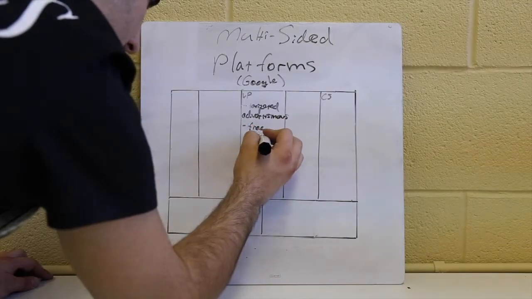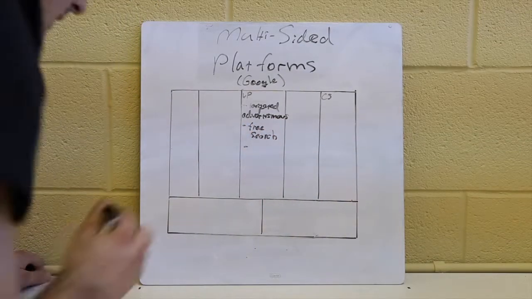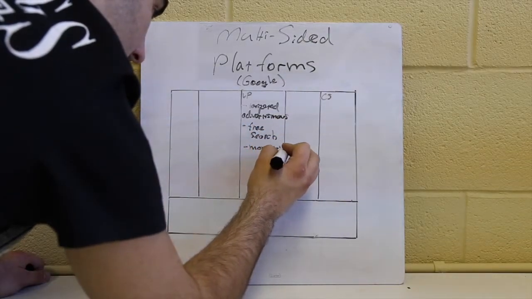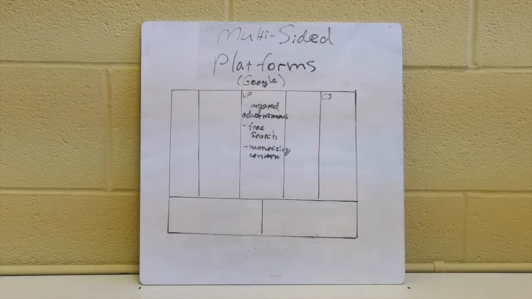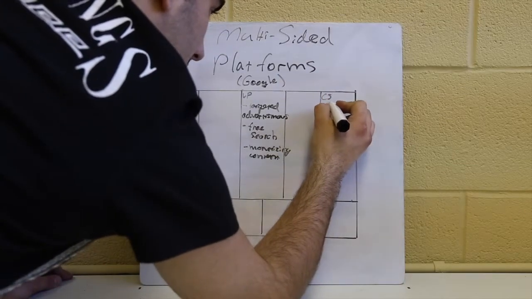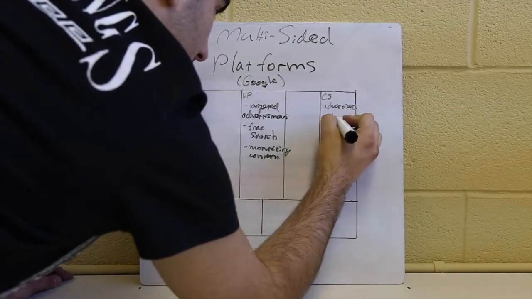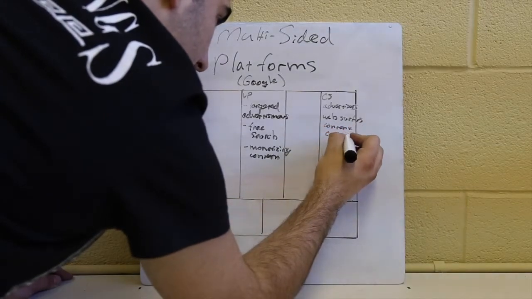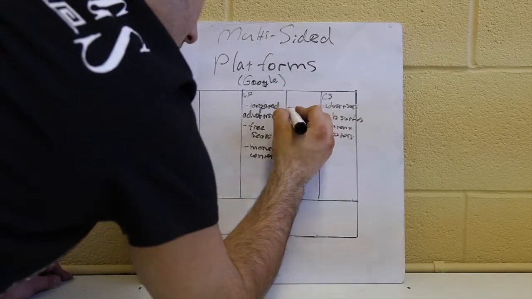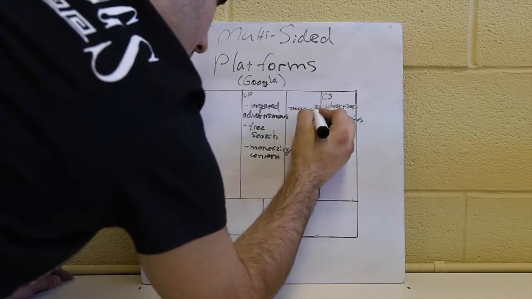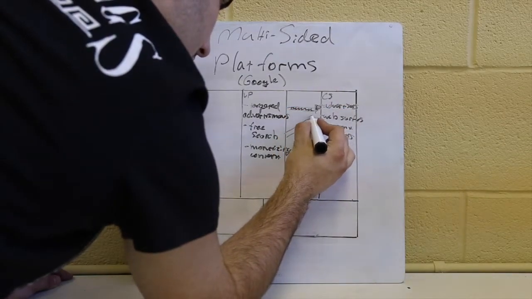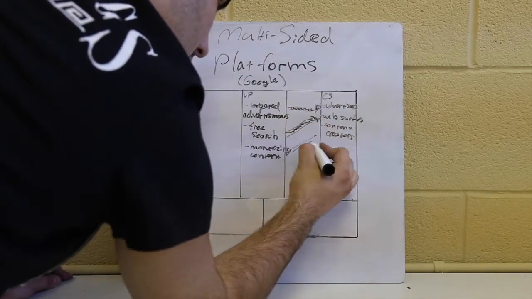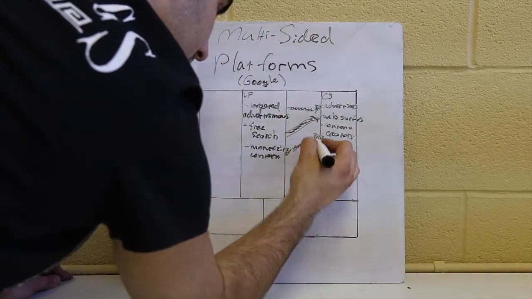So for example, one of Google's value propositions is targeted advertisements. The second value proposition is free. The third is monetizing content. The three distinct customer segments that Google caters to are advertisers, web surfers, and content creators. Each value proposition caters to each of the different customer segments. That is the basis of a multi-sided platform.